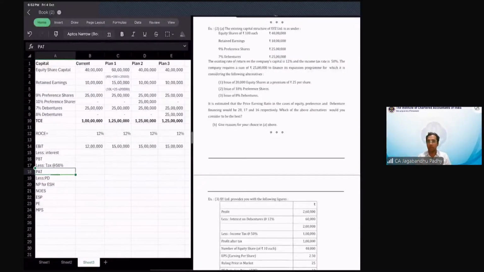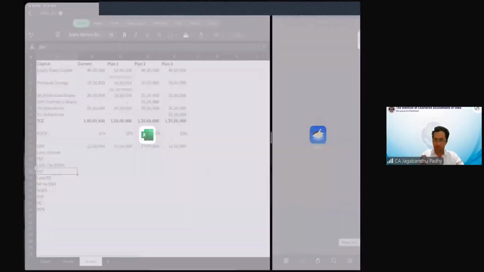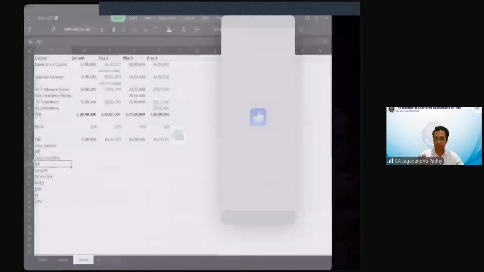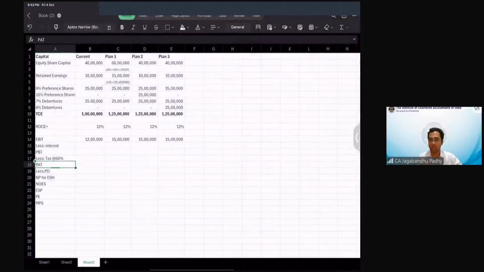Okay. What does plan 1, 2 signify? Plan 1, 2, 3 doesn't signify anything. Yeah, that's the three plans or three ways, three options to raise money for the business.